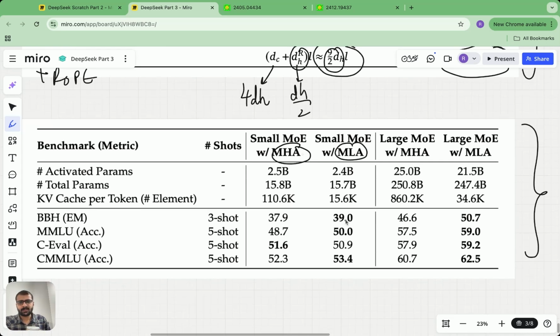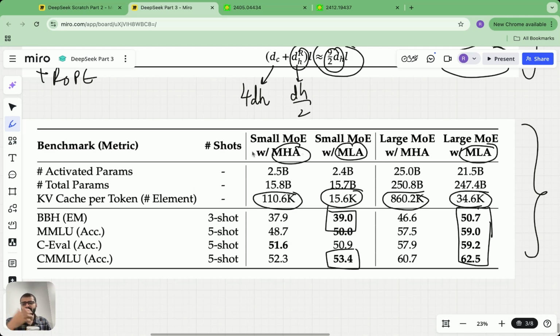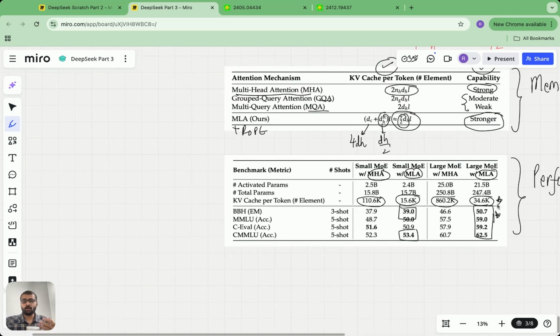You'll see that the MLA performance is mostly equivalent or better than the MHA, and that's amazing, right? We actually get a better performance with latent attention, while at the same time we save the cache. So here you see KV cache per token in MLA is 34.6 K, and here it's 860. So here there is a factor of 25 or 30, and here again there is a factor of 6 or 7. So we save the memory, plus at the same time you get great performance. That's the beauty of the latent attention with rotary positional encodings.